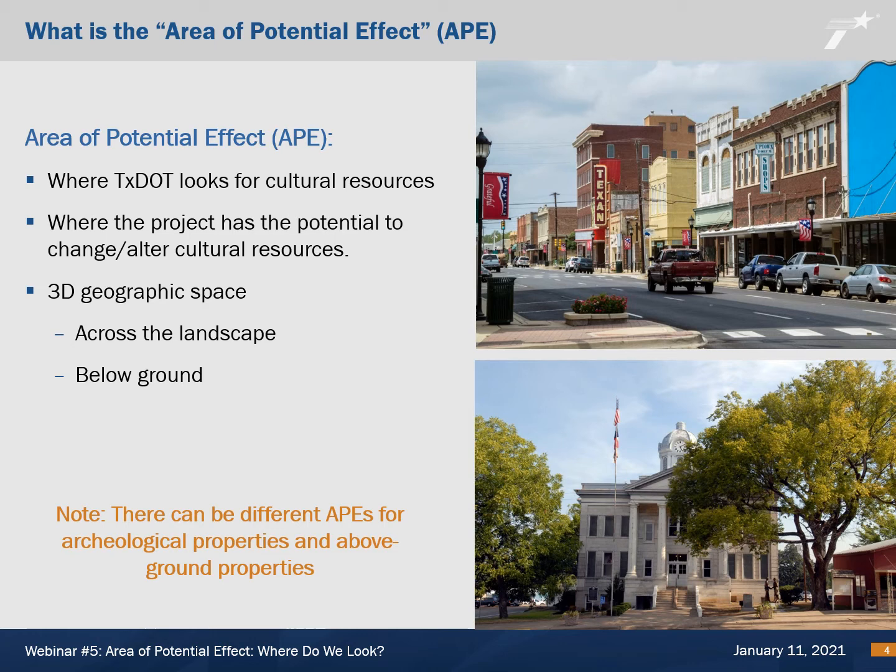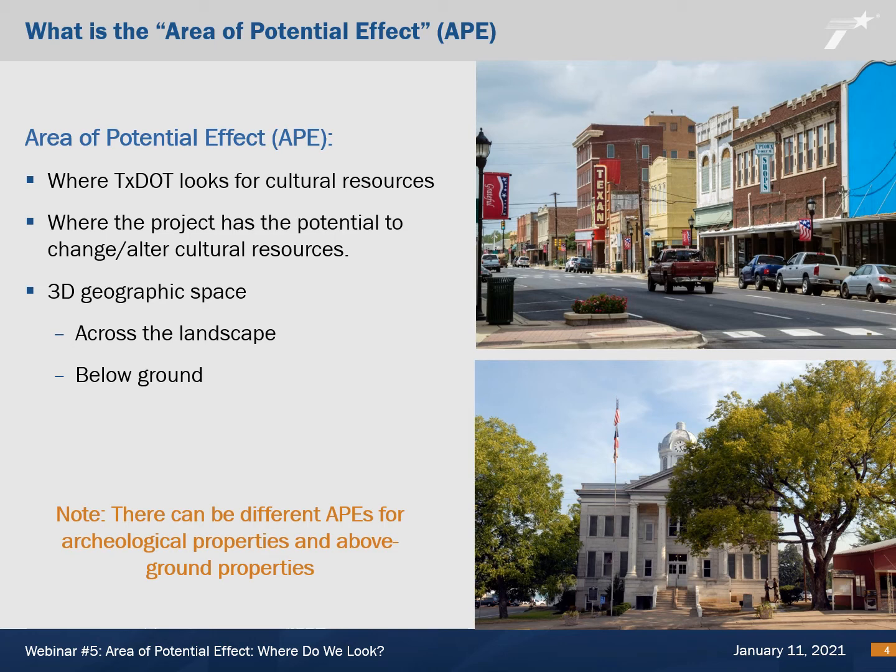Think of the APE as a 3D area. We look at the project plans and include the area where the project will be built, but we also look up and out to see where the project could be seen or heard, and we look below ground to see if the project could destroy buried archaeological resources. Determining the size and shape of the APE is one of the first steps in the Section 106 process.